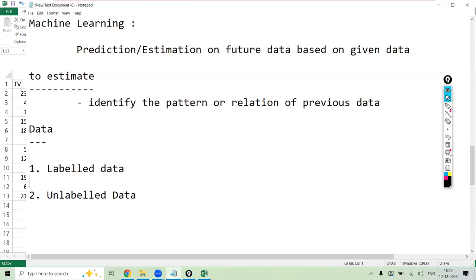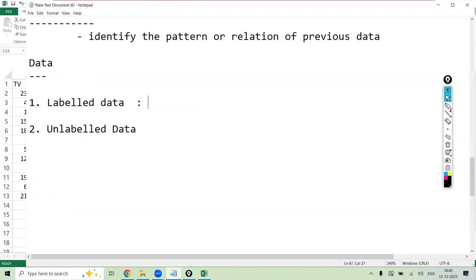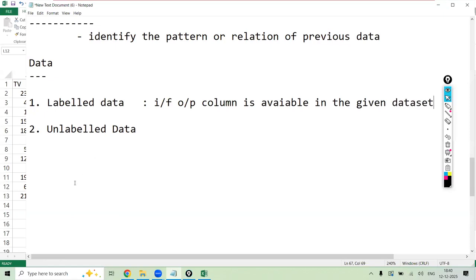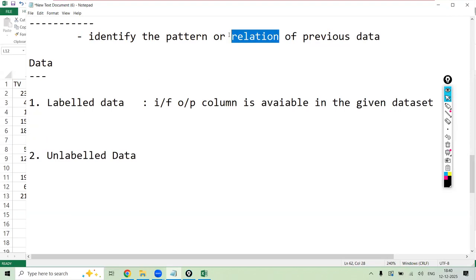What is meant by labeled data? If the output column, whatever you are going to estimate, is available in the given data set, it is called labeled data. For labeled data, what we have to do is identify the relation between input and output.